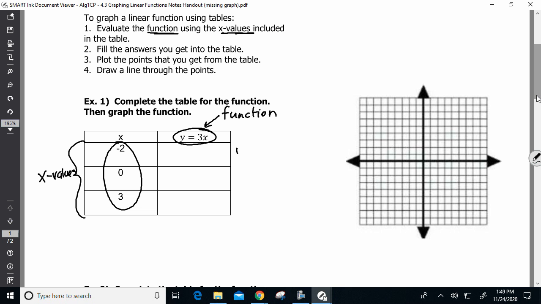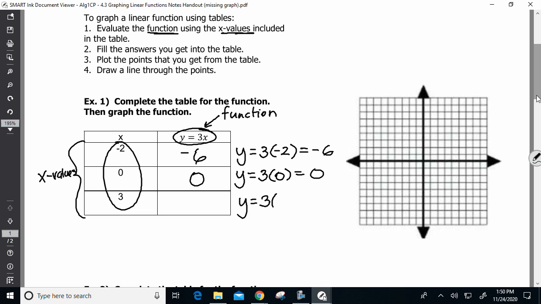For -2, y equals 3 times -2, which is -6. You can do the same thing with 0. y equals 3 times 0, which is 0. And y equals 3 times 3, which is 9. You use the same function for each x value that they give you. So that's steps 1 and 2.